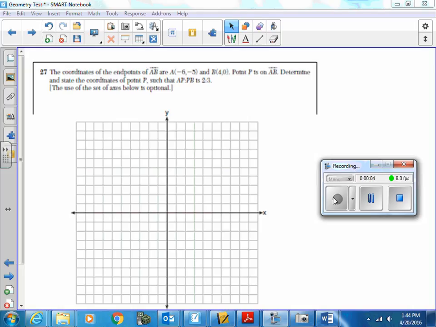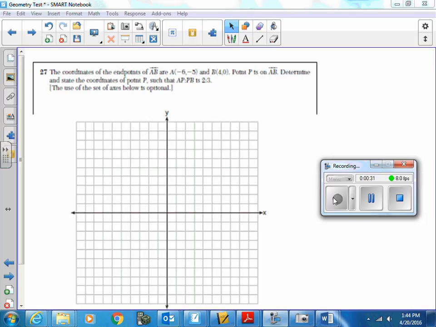Okay, let's look at number 27 from the exam. The question says the coordinates of the endpoints of AB are A is (-6, -5) and B is (4, 0). Point P is on line segment AB. Determine and state the coordinates of point P such that AP to PB is a ratio of 2 to 3.